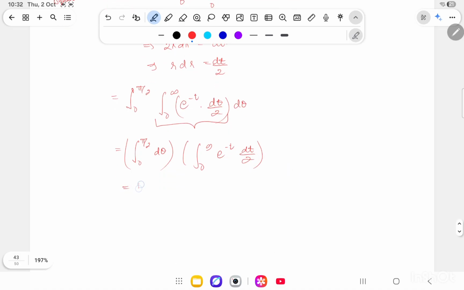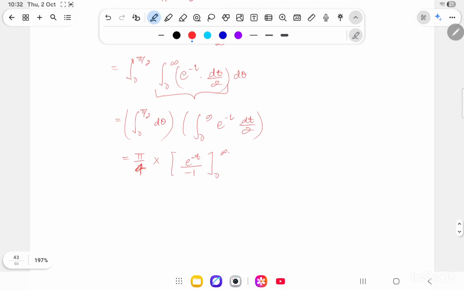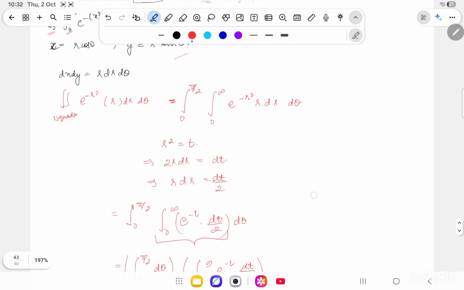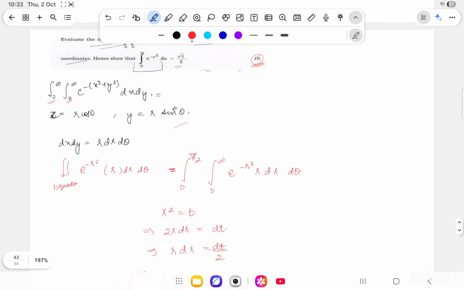Now this evaluates to pi by 2 into, it will be pi by 4 because I can pull out this 2 as well, e raised to minus t by minus 1 with limits varying from 0 to infinity. So it is minus pi by 4 into, if I plug in infinity, it will be 0 minus 1, that is pi by 4. So this is the value of the given integral that we are supposed to solve. Now the question further asks us to show that this is equal to under root pi by 2.